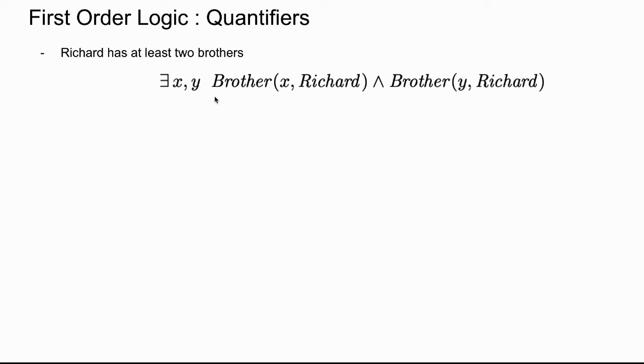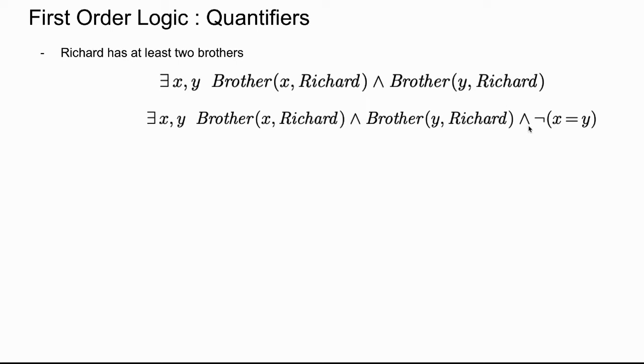Okay, so there exist x and y for which x is a brother of Richard and y is also a brother of Richard. Now this may look alright at first glance, but if you look at it slightly more carefully, what you will realize is that this does not exactly say what is being conveyed by the sentence in English. And the reason is that here nowhere have we specified that x is not equal to y, because here I could take y to be the same as x and then this statement would be true, but that would not imply that Richard has at least 2 brothers.